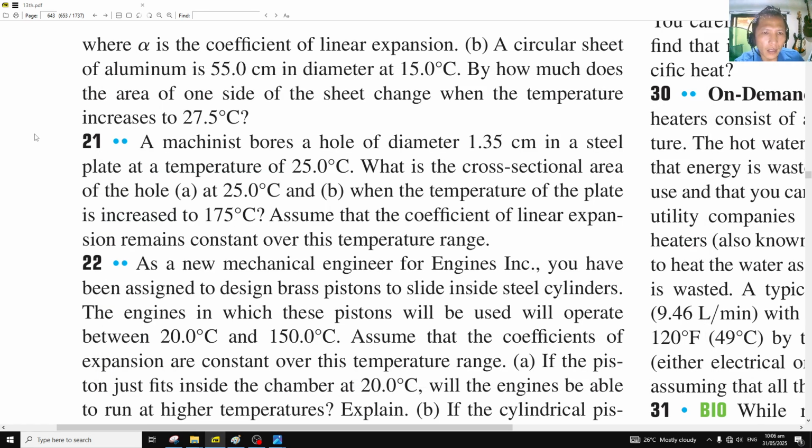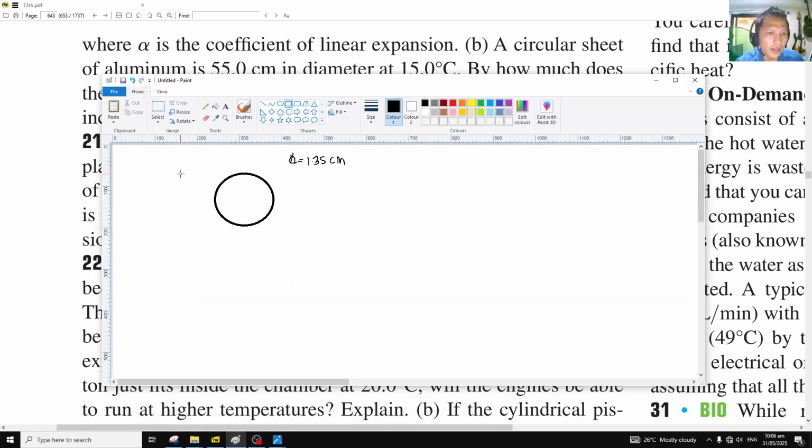A steel plate, a diameter in the steel plate at a temperature of 25. So for the steel plate, we can put a square to represent it. Since it is a steel plate, this is the plate. We can make it 3D, with a thickness.